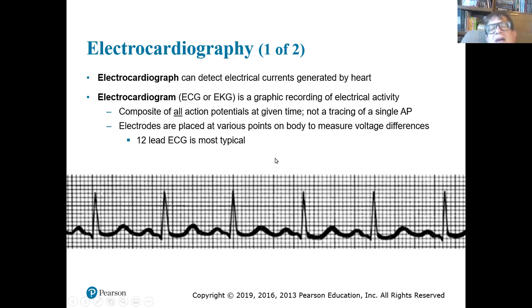Sometimes in class you use a 3-lead. In a hospital, you're probably going to use a 12-lead. But it should give you this tracing. And here we have P, Q, R, S, and then this big T. So P wave, Q, R, S, and then T. And we'll go over all of this, don't worry.